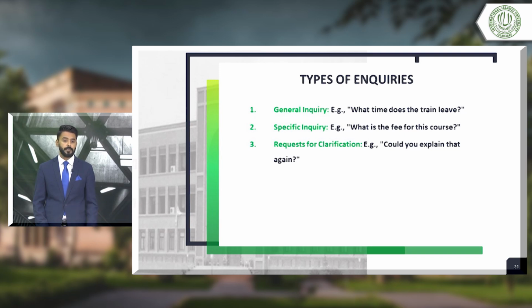And then the third is request for clarification. Sometimes we are asking somebody to clarify it, to say it again. So, could you explain that again? Pardon, can you say it again? So we are basically trying to clarify something that somebody said, but we couldn't hear it properly, or we couldn't understand it properly. So we ask for the clarification.